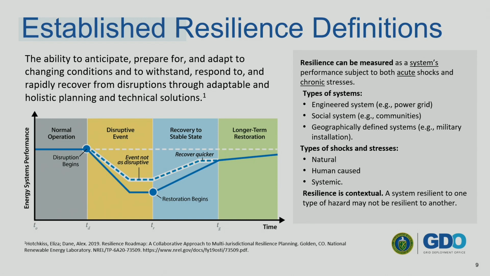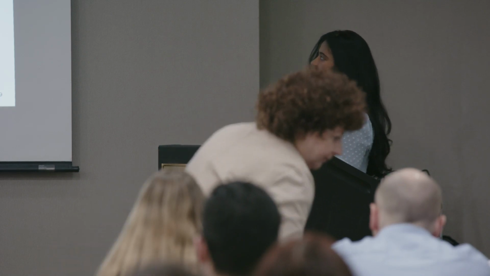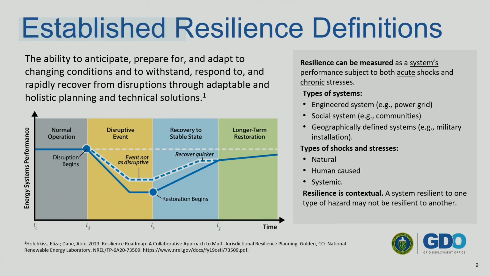Let's get into the actual definition of resilience. You're going to hear a lot of definitions for resilience today. The one that we've used at ENROL since 2014 encompasses a lot of key elements from the Presidential Policy Directive 21. The key elements are prepare for, withstand, respond to, and recover. I like to think of this definition in two parts. The ability to anticipate, prepare for, and adapt to changing conditions is part one. To withstand, respond to, and rapidly recover from disruptions is part two.